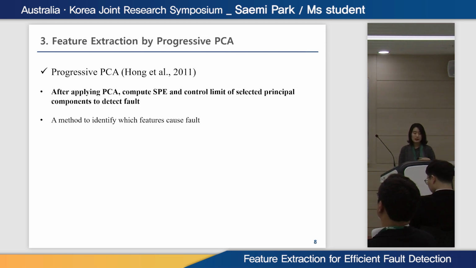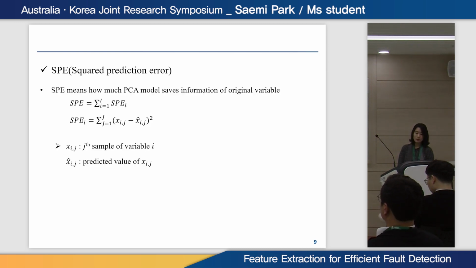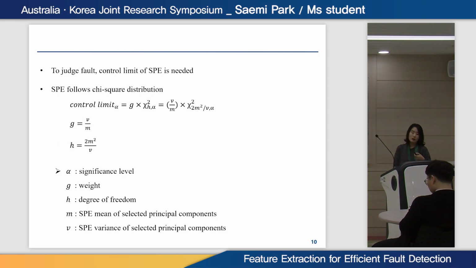And progressive PCA is a method that, after applying PCA, computes SPE and the control limit of selected principal components to detect faults. So it is a method to identify which features cause faults. The squared prediction error means how much information the PCA model saves from the original variables, and you can compute it like this. Then to judge a fault, the control limit of SPE is needed. When the significance level is alpha, you can compute the control limit like this by using these equations.